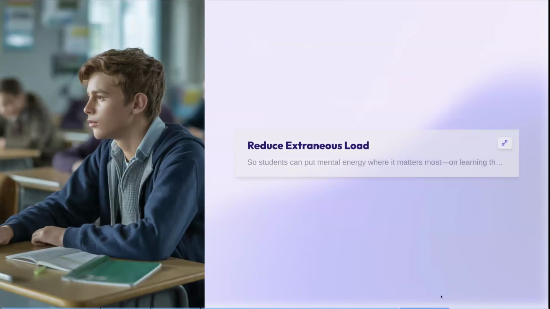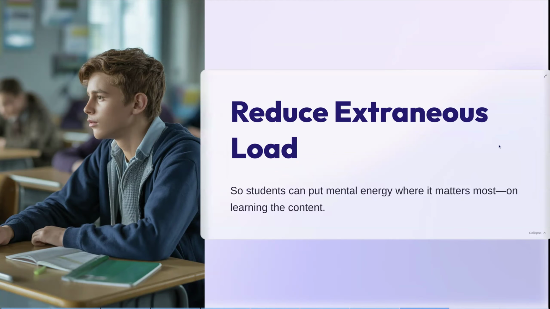The goal of good design is simple: reduce extraneous load, so students can put their mental energy where it matters most, learning the content.